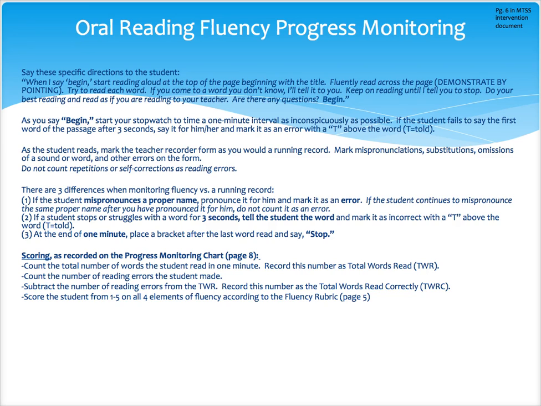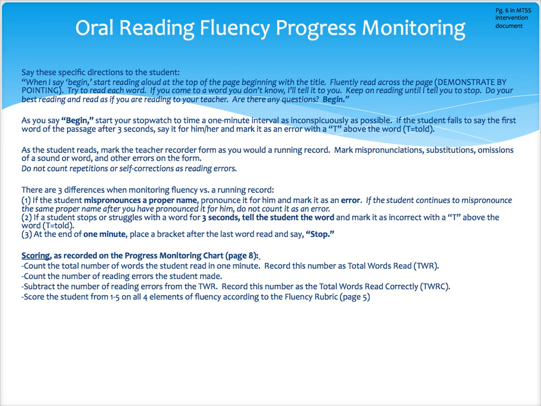Here are the instructions when you begin an ORF passage. I won't read you all the directions, but it just points out exactly what you should be telling the student and how you also monitor. There are a few differences between monitoring fluency and a running record. Number 1, if the student mispronounces a proper name, you will pronounce it for them and mark it as an error. If they continue to mispronounce the same proper name after you've pronounced it, do not count it as an error, so it's only an error 1 time.